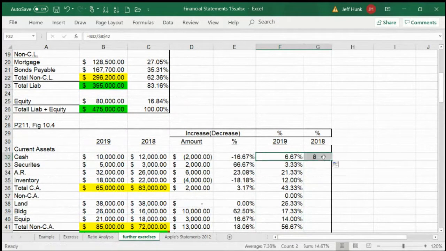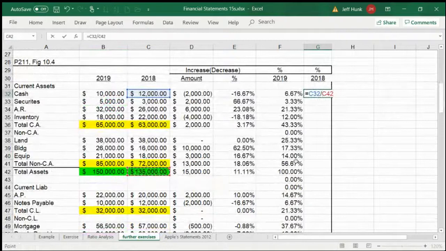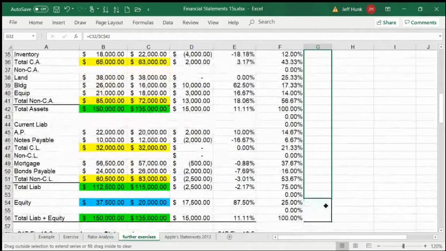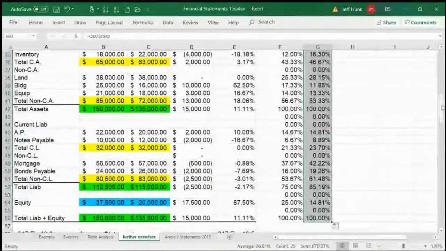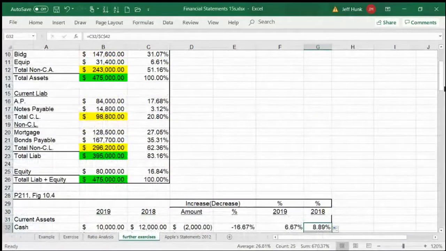And then you do the same thing, but be careful. I copied that over, right? And so that's C32. This has to be 2018 total assets, which is in B42, not C42. So I lock it and I drag it down. Okay, there you go. Okay, we got it.